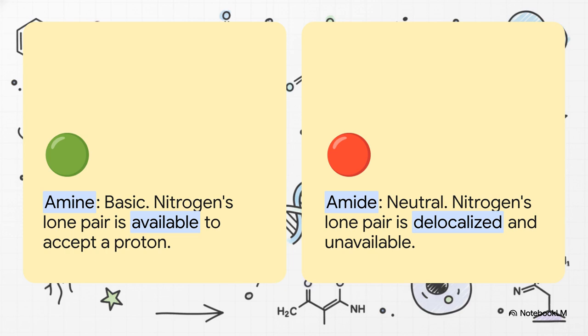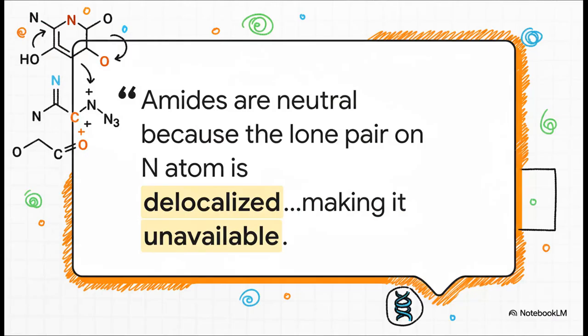Well, in an amide, that neighboring carbonyl group is so electron-hungry, it basically pulls the nitrogen's lone pair over for a visit. The electrons aren't just sitting on the nitrogen anymore. They're spread out, or delocalized, across the nitrogen, the carbon, and the oxygen. And because that lone pair is no longer available, the amide can't accept a proton. It's been neutralized.